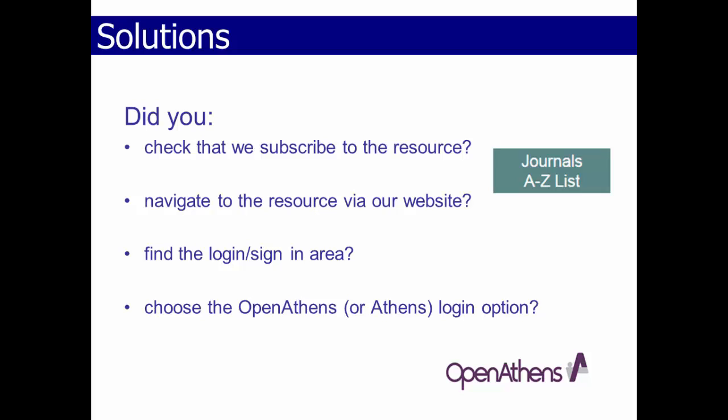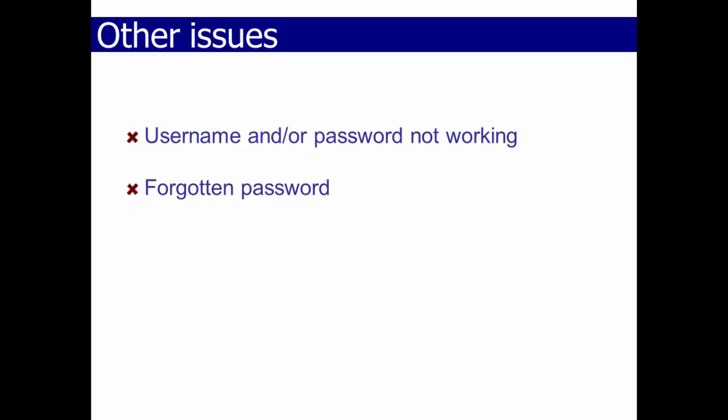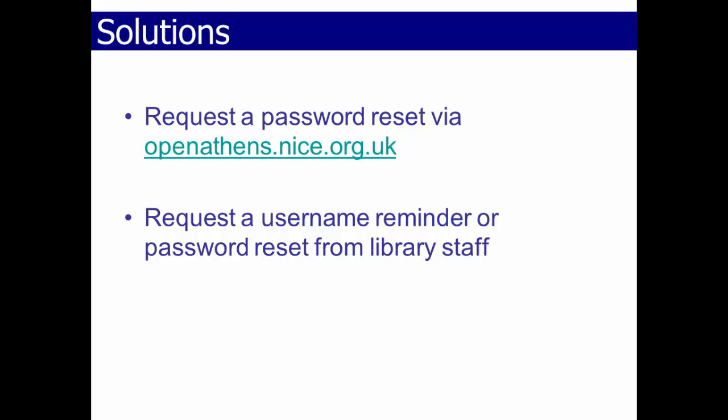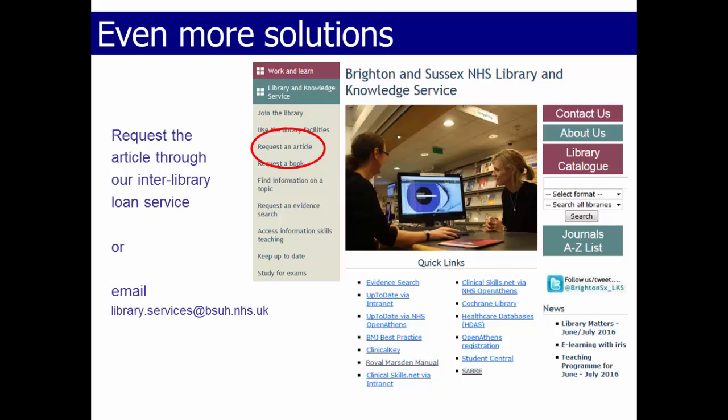Sometimes the problem may be with your account details. If your password isn't working or you have forgotten it, you can request a reset. You can do this on the Open Athens website, click on Login and then choose Forgot Password. Alternatively, contact the library team. If you're still unable to access the article you need, you can ask us to order it for you from another library. There's a request form on our website.